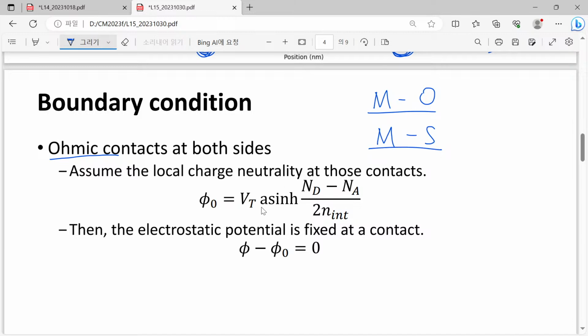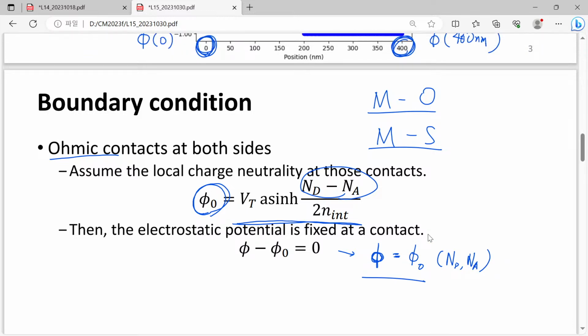In this case, we just calculate the electrostatic potential from our doping density. We have already seen it before, and please use this value for our contact value. This is nothing but phi equal to phi 0. So this is identical. We are now saying that our electrostatic potential is given by just the doping density. Yes, if the doping density is given, then our electrostatic potential is given.